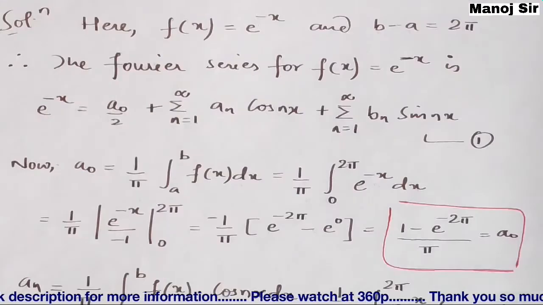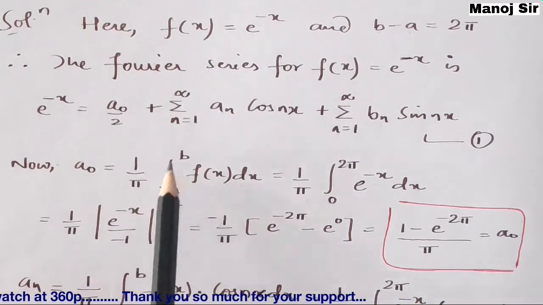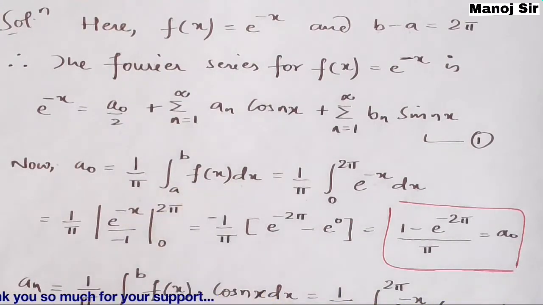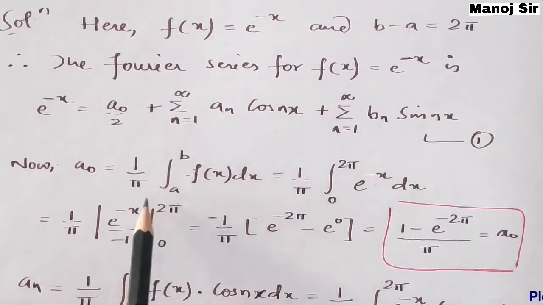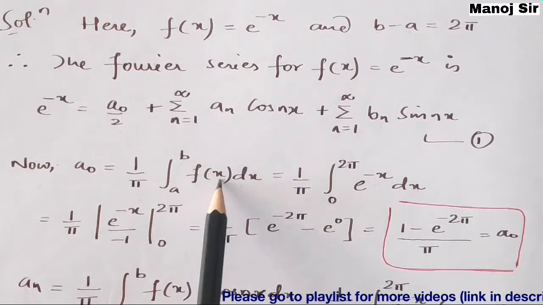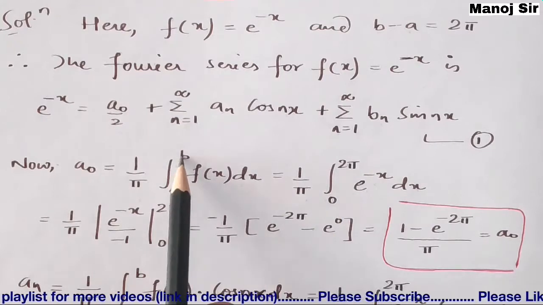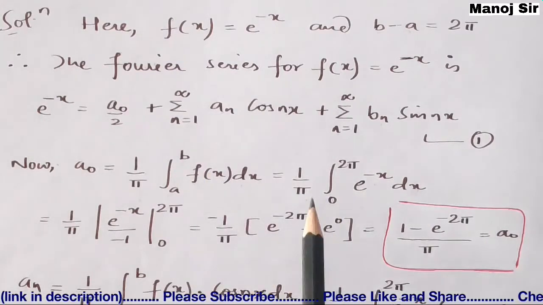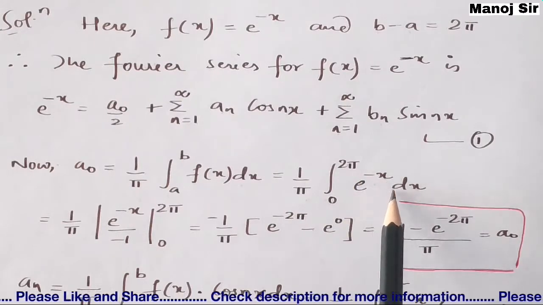Okay, let us start. The value of a naught is given by 1 upon pi integration a to b f of x dx. Here f of x is given as e to the power minus x and the value of a is how much? 0. Value of b is how much? 2 pi. So 1 upon pi integration 0 to 2 pi e to the power minus x dx.